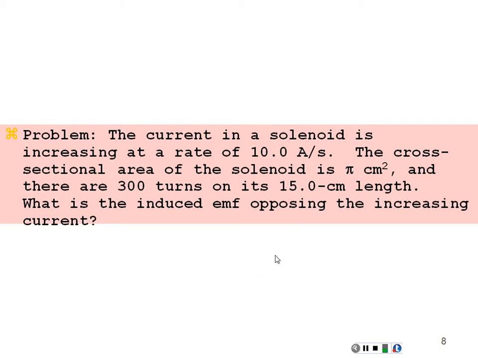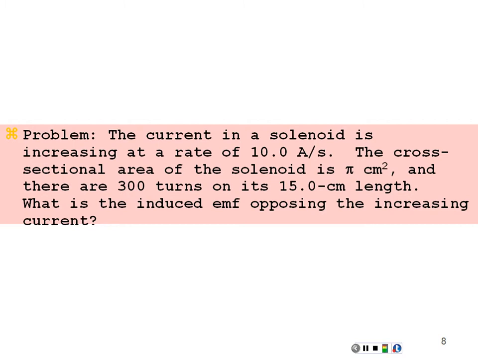Let's try a problem. The current in a solenoid is increasing at the rate of 10 amps per second. Cross-sectional area of the solenoid is pi square centimeters. There are 300 turns on its 15 centimeter length. What is the induced EMF opposing the increasing current?